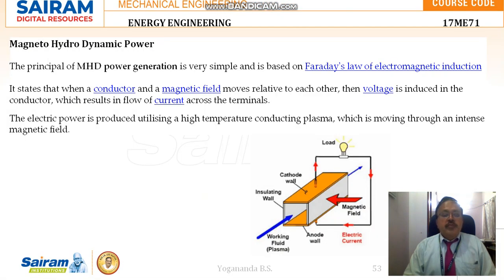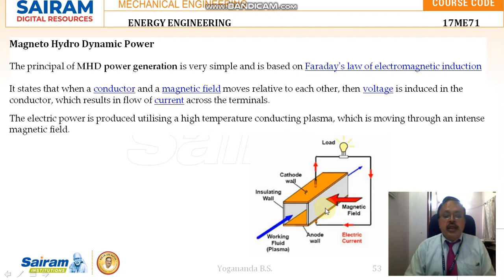What is MHD power? Here MHD power generation is based on Faraday's law of electromagnetic induction. Faraday's law states that when the conductor and the magnetic field move relative to each other, voltage will be induced in the conductor, resulting in current flow across the terminals.